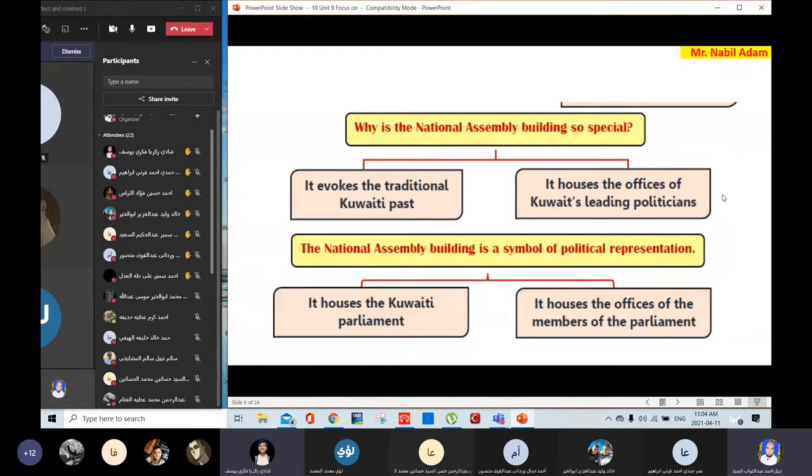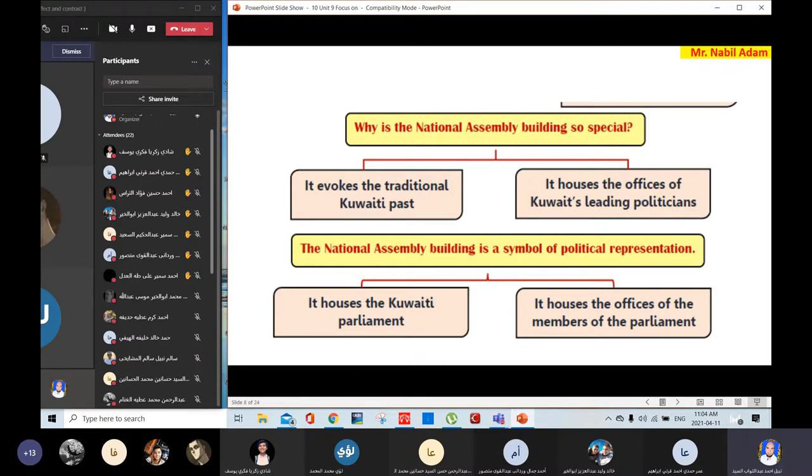Very good. So the National Assembly building is so special because it evokes the traditional Kuwaiti past, a traditional or an old souk that was covered with a tent. And it houses the offices of Kuwait's leading politicians. Here, the members of the parliament have offices inside the National Assembly building. The National Assembly building is a symbol of political representation.